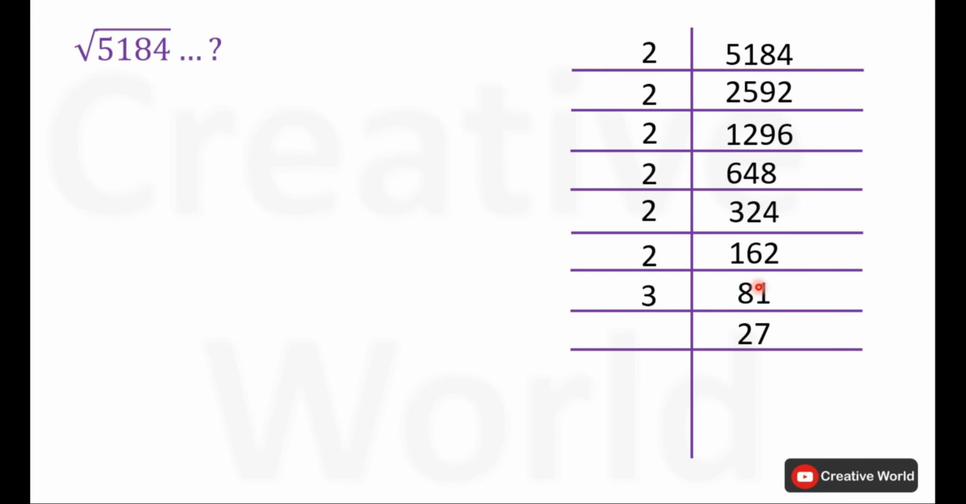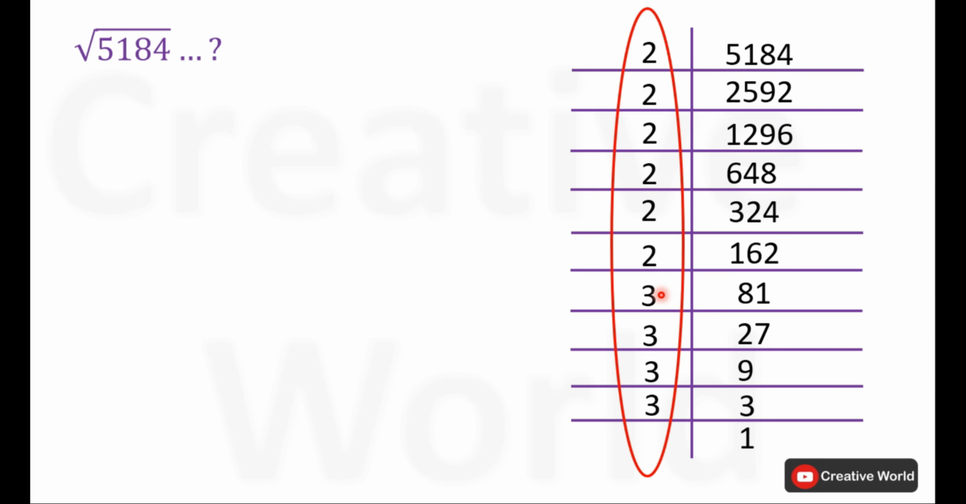After dividing this number by 3, we got 27. And 27 again is an odd number and completely divisible by 3. Using 3 to divide this number, we got 9, and again this is divisible by 3. We got 3, and 3 is divisible by 3 and we got 1.